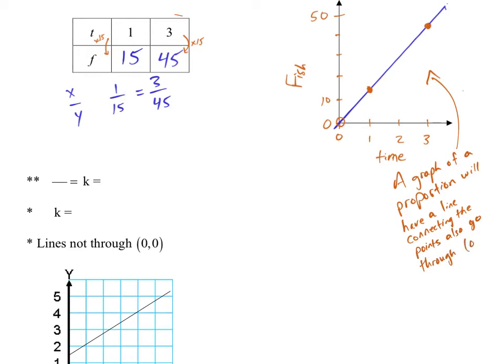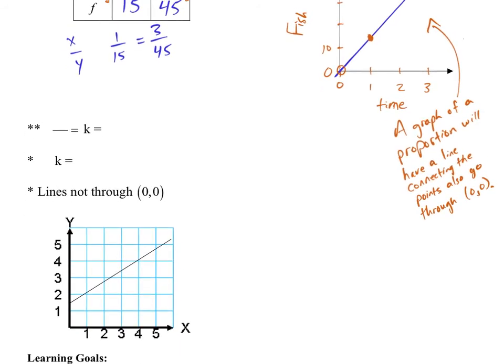Or maybe just put 0, 0. We'll also go through the point 0, 0. And we'll get to it later. I'm kind of jumping the gun a little bit. But this second graph on the page, is that going to be the graph of a proportion? This one down here? No, because it goes through like 0, 1.5 or something. But we'll get to that soon.